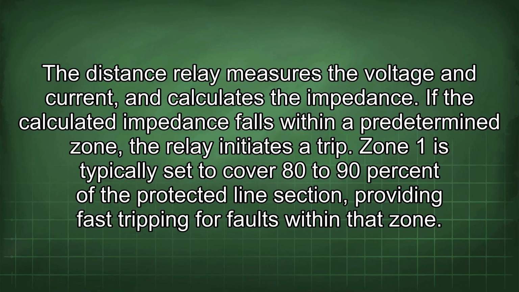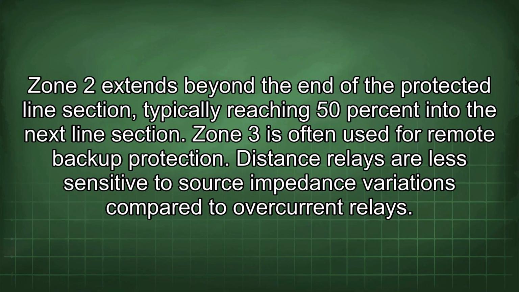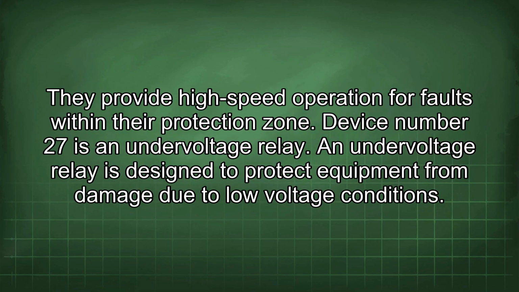Zone 1 is typically set to cover 80 to 90% of the protected line section, providing fast tripping for faults within that zone. Zone 2 extends beyond the end of the protected line section, typically reaching 50% into the next line section. Zone 3 is often used for remote backup protection. Distance relays are less sensitive to source impedance variations compared to overcurrent relays. They provide high-speed operation for faults within their protection zone.